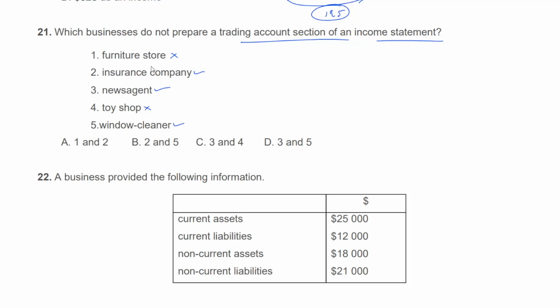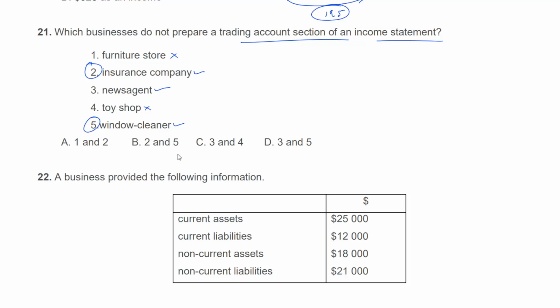So where did we go wrong? We don't have three choices. Newsagent. Newsagent would also be a service. Oh wait, do they mean newspaper? Perhaps. Okay, it's definitely these two, 100%. 2 and 5, that's 100% sure.